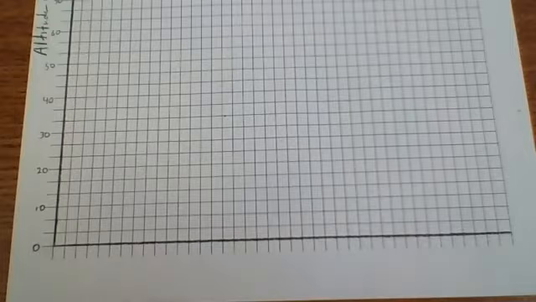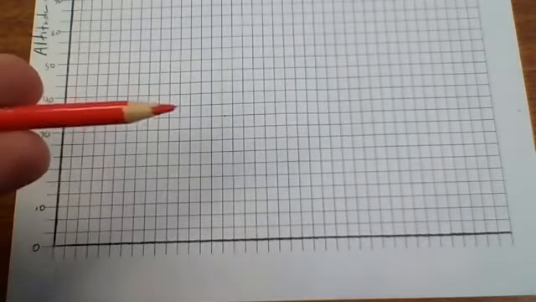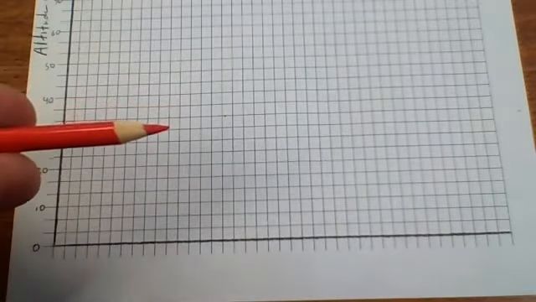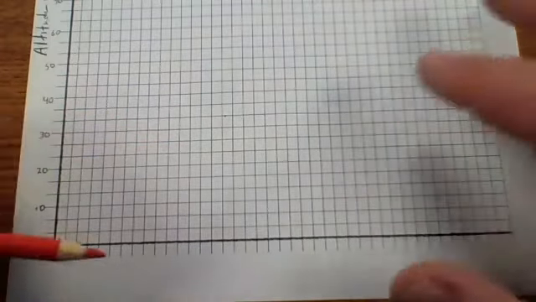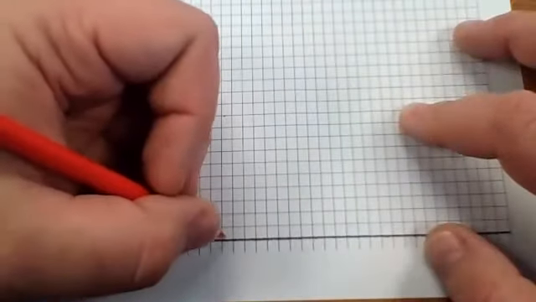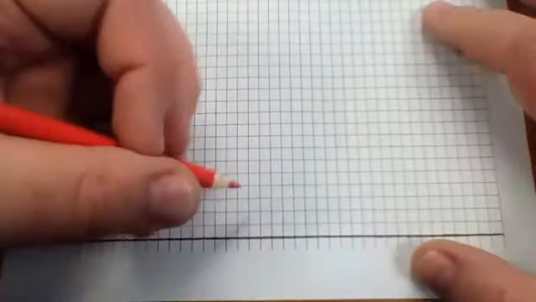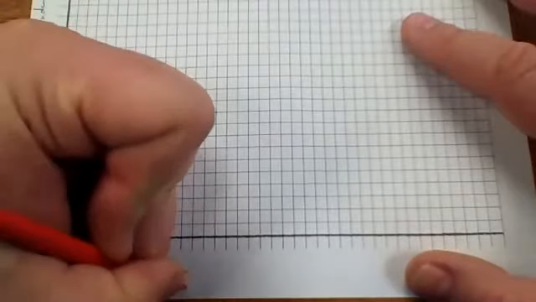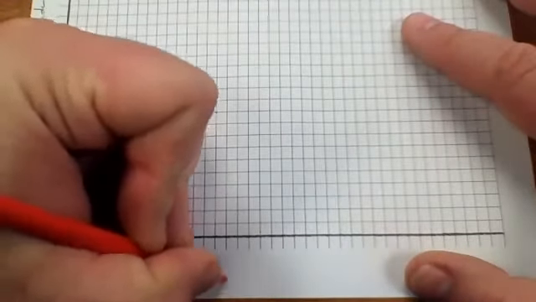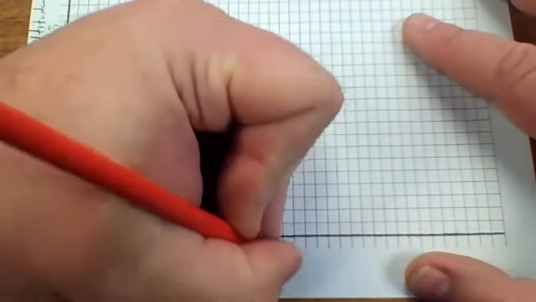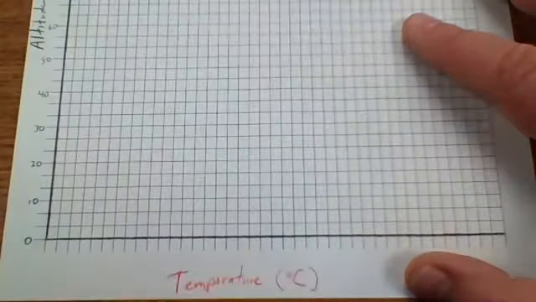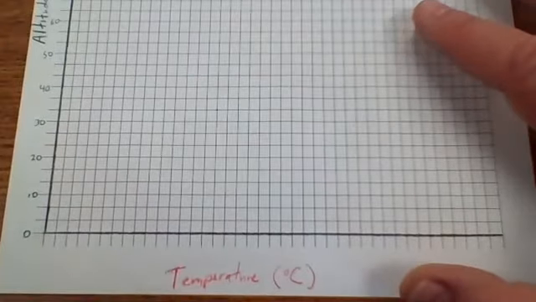So I'm going to switch to my red pencil because it says that we're going to be labeling axis number 1 as temperature, and red seems like an appropriate one for temperature. So the x-axis is temperature in degrees Celsius. So temperature in degrees Celsius right here. Okay.